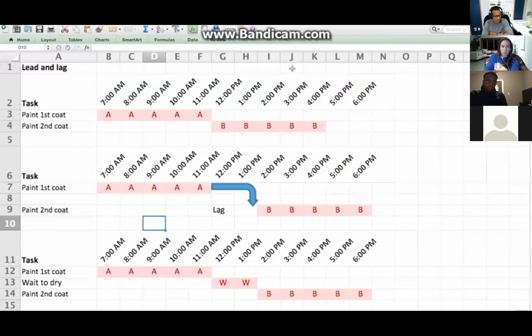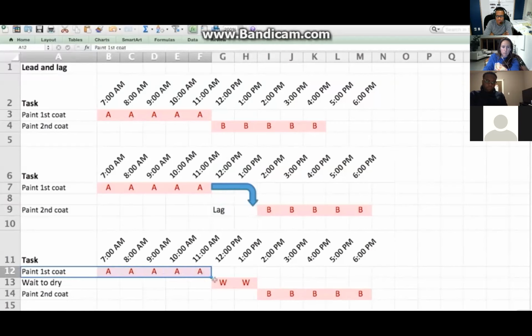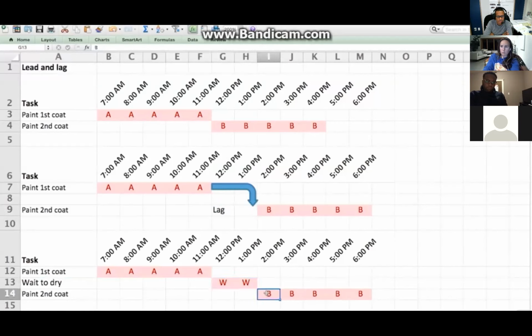Then there's the time lags that can happen between tasks, sometimes known as lead and lag. If you're doing some painting, you might need to wait for it to dry and then do the next coat. And this could be shown as a 2-hour lag between the two painting tasks. But I think just show it as 3 tasks: paint, wait to dry for 2 hours, and then more painting. Keep it as simple as you can, that's the essence.